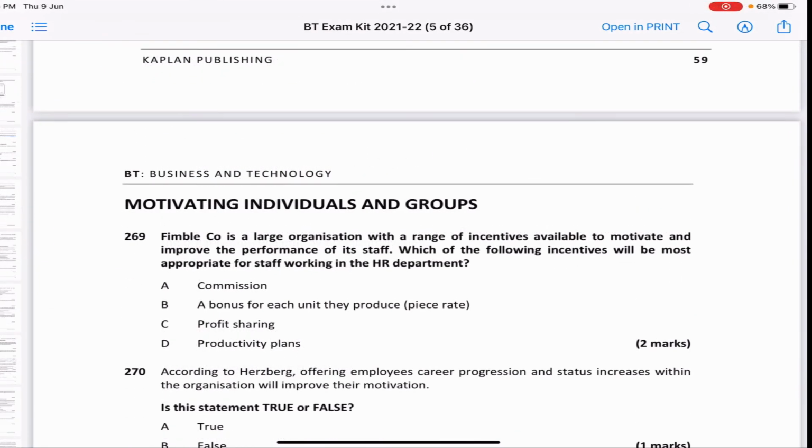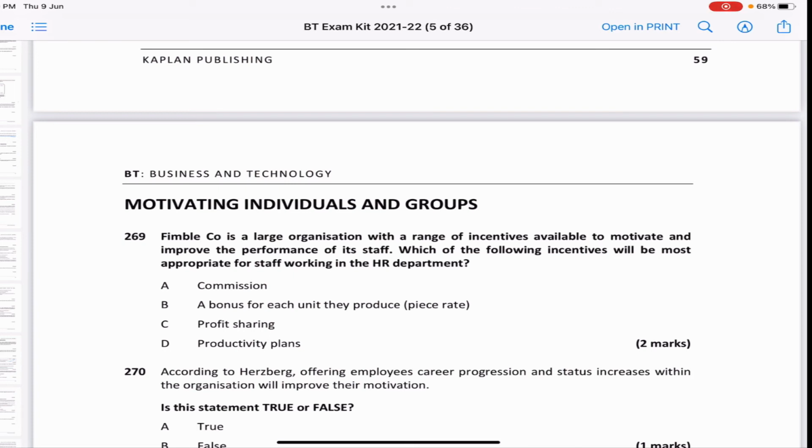Motivating individuals and groups. Fimble Company is a large organization with a range of incentives available to motivate and improve the performance of its staff. Which of the following incentives will be most appropriate for the staff working in the HR department? Commission, a bonus for each unit they produce, profit sharing, productivity plan. So, what do you think could be the best thing for a person who is working in HR?